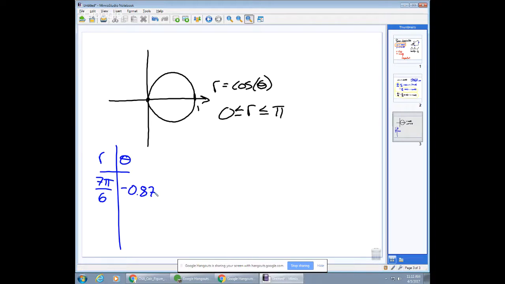So let's think about where that puts us. 7 pi over 6 means point in that direction right there. But the negative radius means head the other way. And so it's going to throw me up there on the curve. So what's going to happen is as I range from pi to 2 pi, I'm just going to retrace this curve again, over and over again. So this circle from the equation r equals cosine theta is a periodic function.